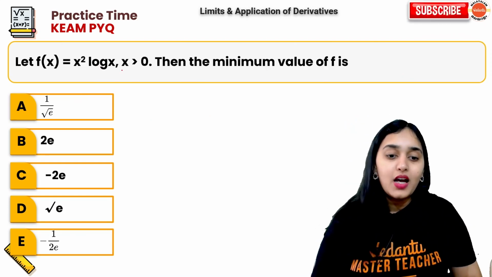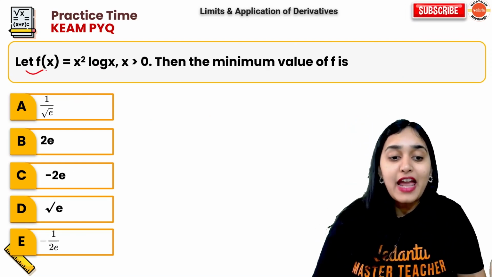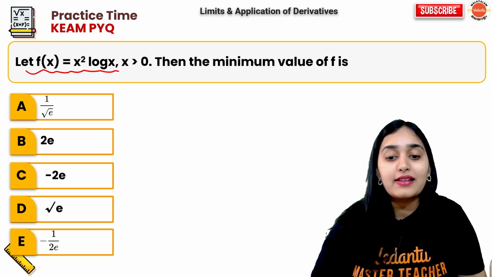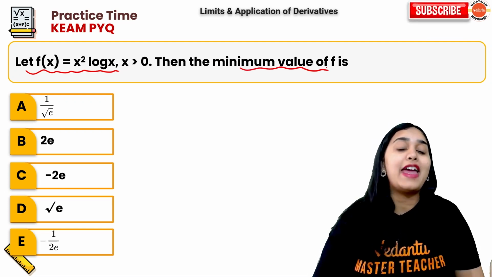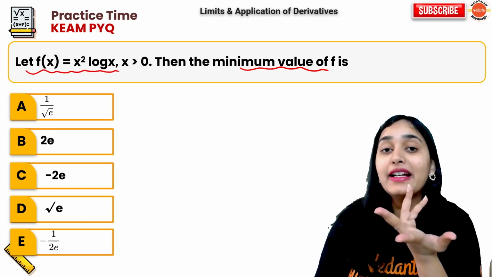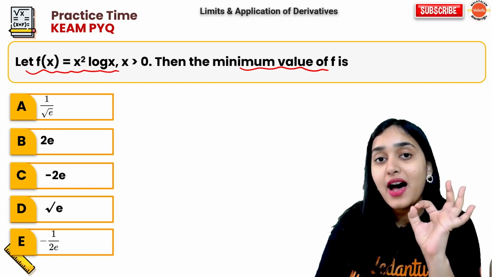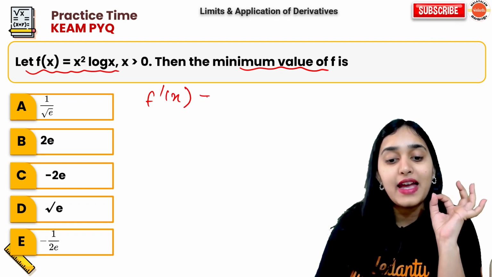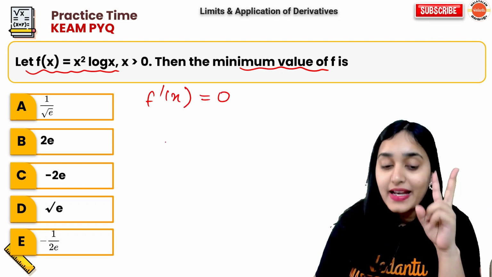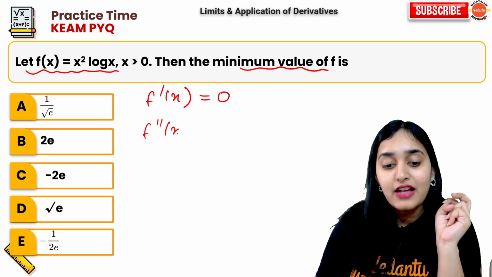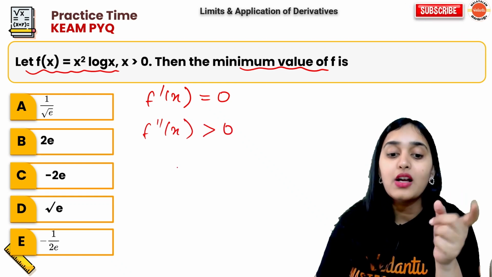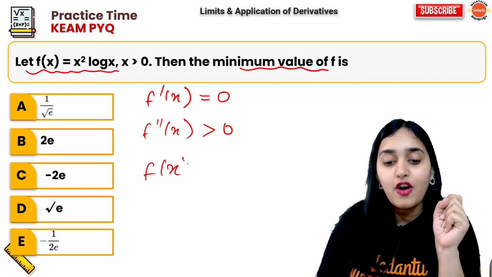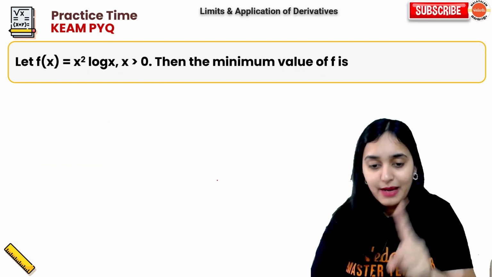Understood? Okay. Next question. Let f of x is x square log x. Then the minimum value of f is dash. How to find out local minima? For local minima, first f dash of x should be equal to 0. Second, f double dash of x should be greater than 0. Then you find out f of x. So step number 1.